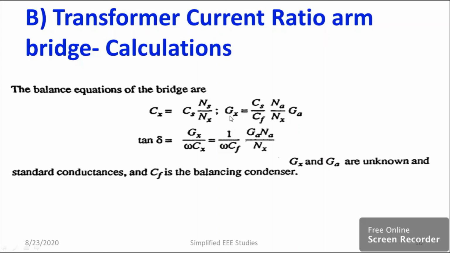What you are supposed to do is substitute the values of Cx and Gx in this particular equation. Whenever I substitute the values of Gx and Cx, I will get this solution. That means 1 by omega Cf into Ga into Na divided by Nx. So this is the value of tan delta. You can note down the value of tan delta in this manner. So what is tan delta? It is nothing but the loss tangent, or you can call it dielectric loss.